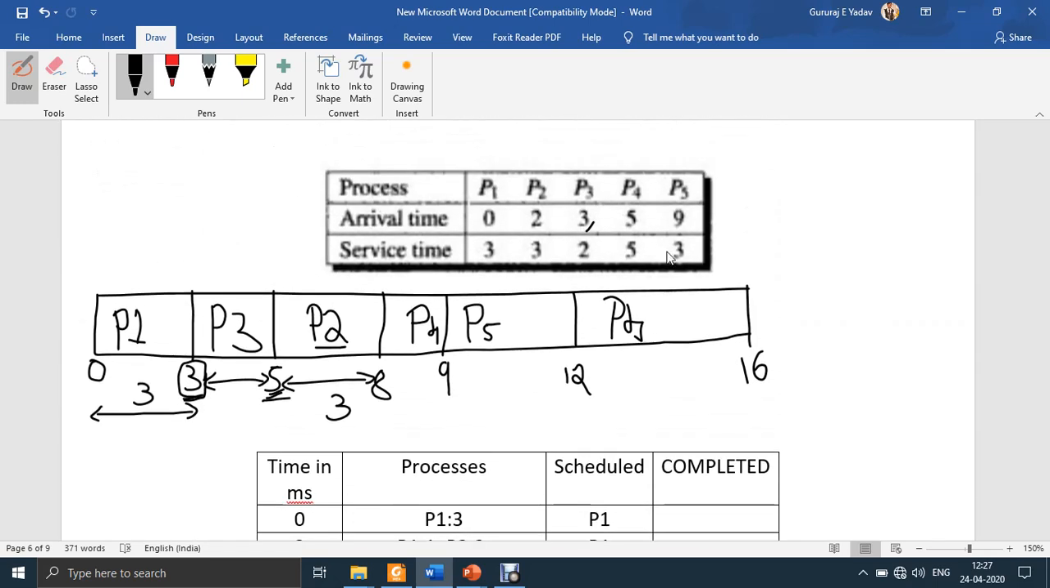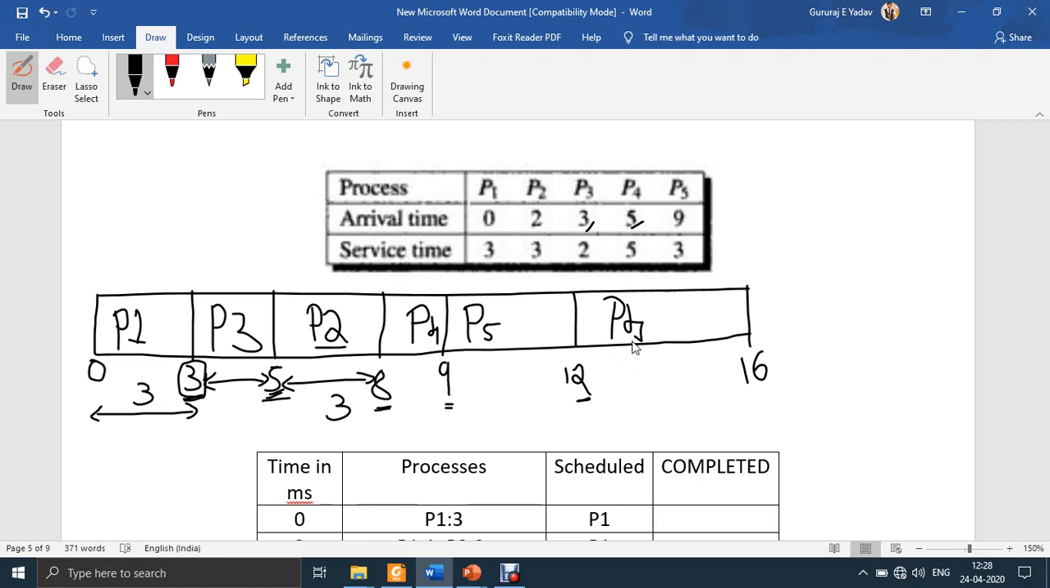So P4. When P4 has arrived, it arrived at 5. And when you gave the chance for P4, P4 was given the chance at 8 first. Okay, and it executed till 9. And you can see P4 was preempted at 9 and it again was given the chance at 12. So now in this case, there are two waiting times you have to consider.